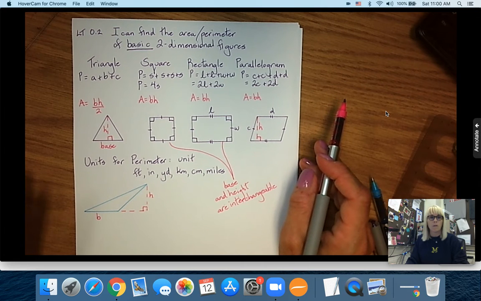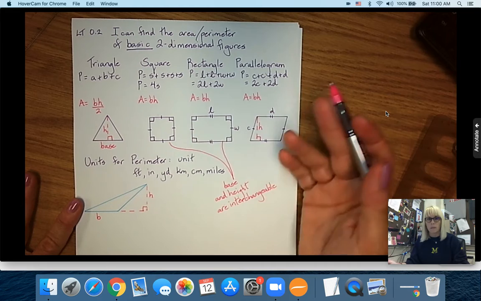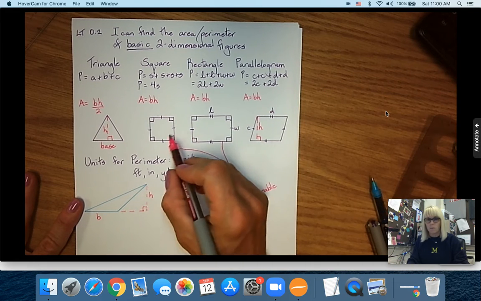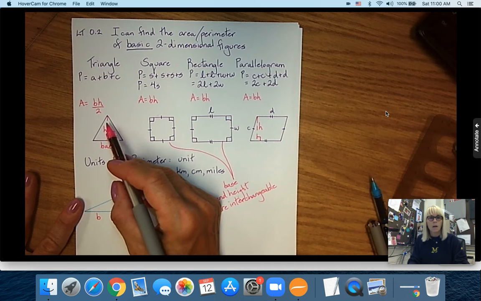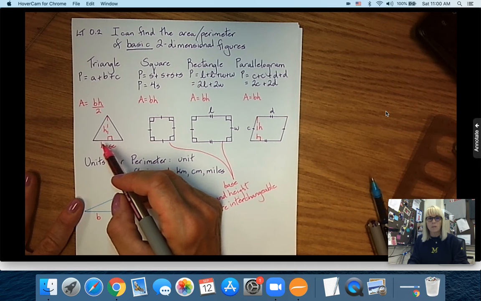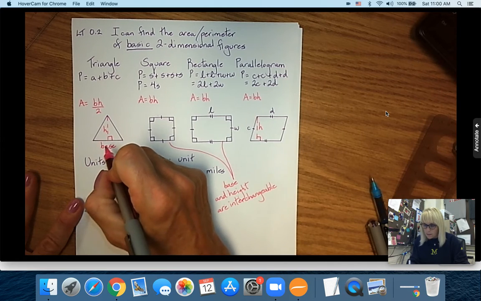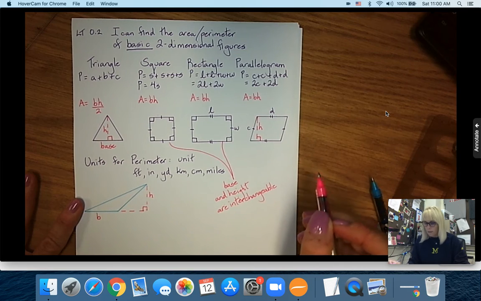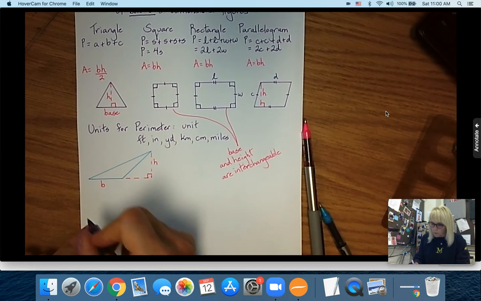So that might vary from person to person, depending on which side you choose for the base and the height, particularly with these two shapes. Same with the triangle. The height forms a right angle with the base, so wherever you see the height forming a right angle, that side is your base. Okay?